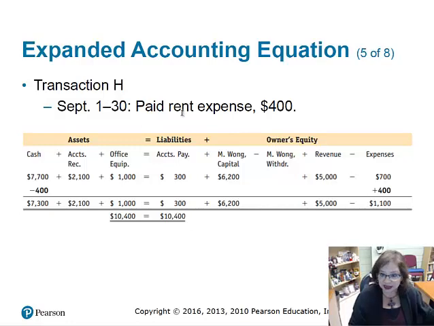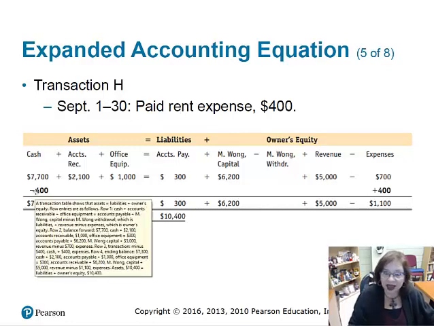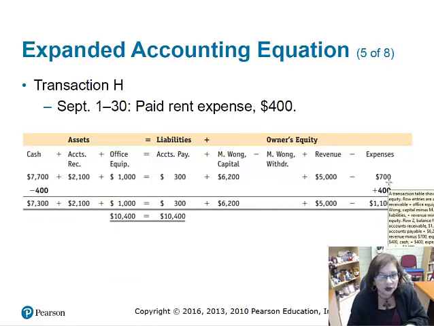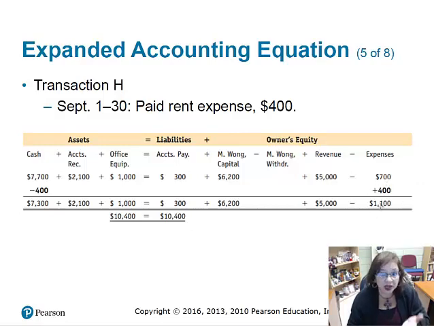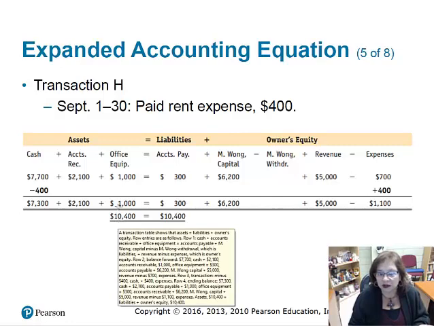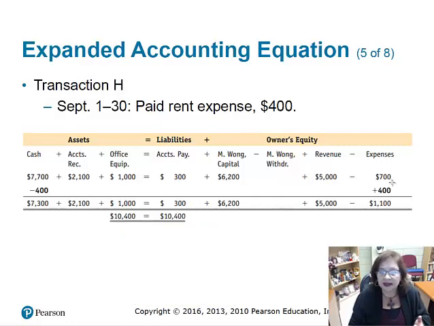Again, rent expense, as I stated before, is taken out of cash and added to your expenses, so that now you have recorded $1,100 worth of expenses for that month, paid between September 1 through the 30th. Okay, so here you go. And of course, you decrease it from your cash. So now you've balanced out to $10,400. Everything stays the same except for the cash and the expense account.